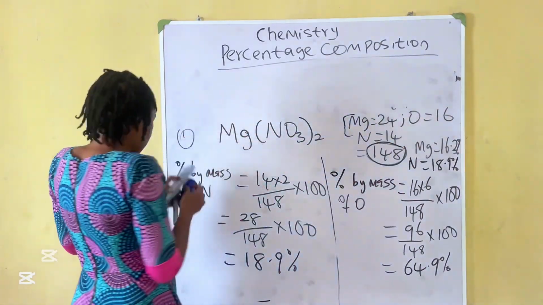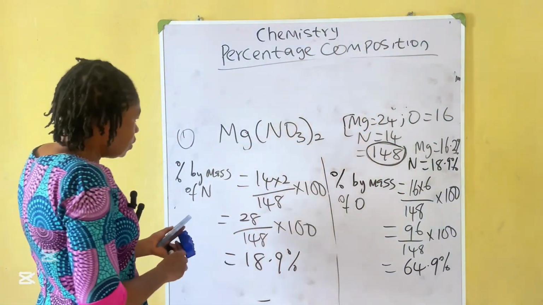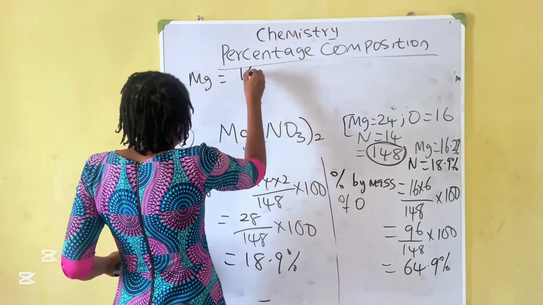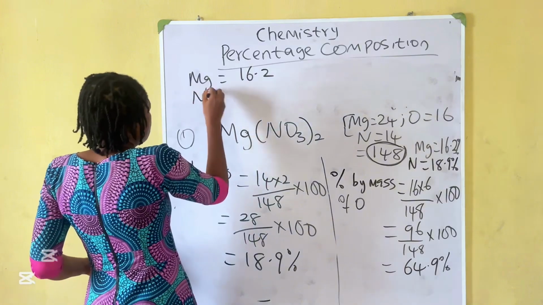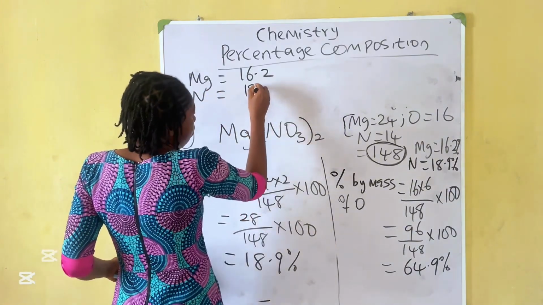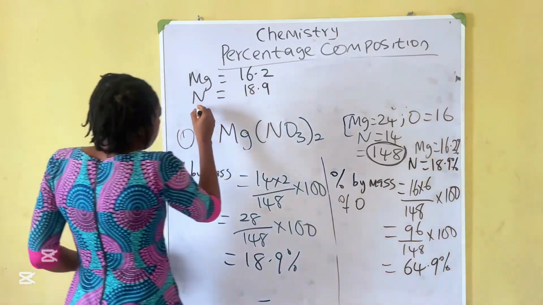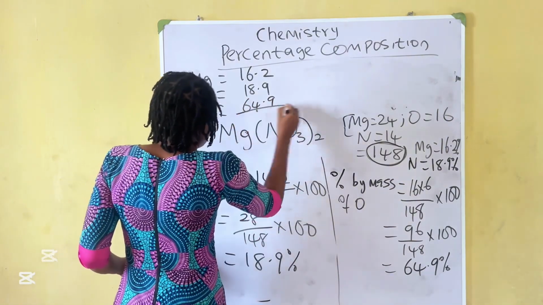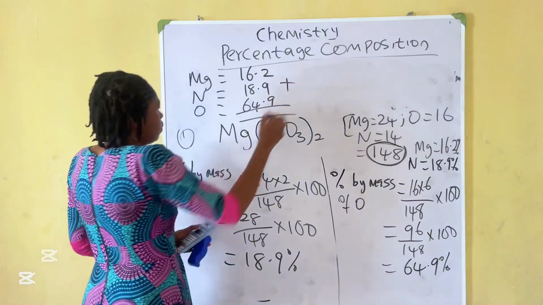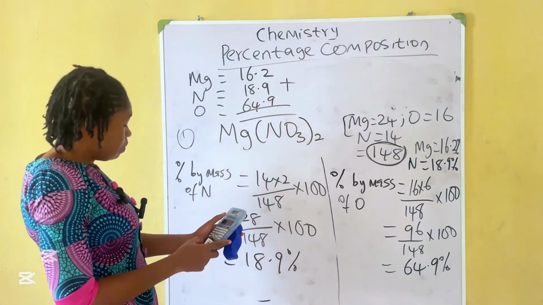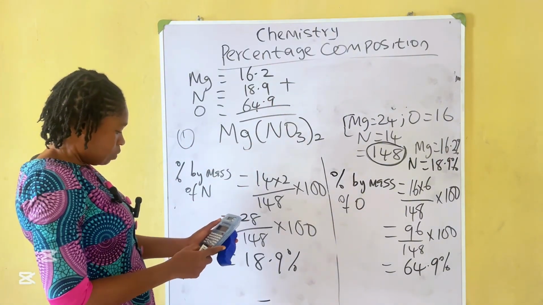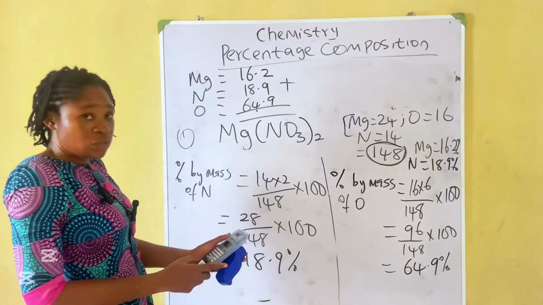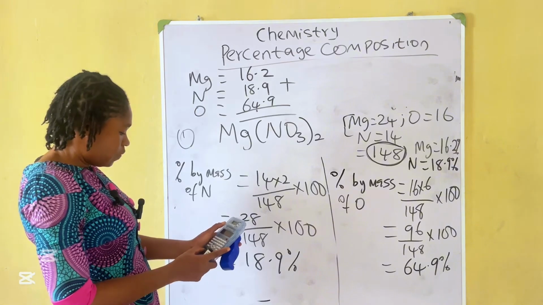Let's check to confirm if what we did is correct. The one for magnesium we got 16.2, nitrogen 18.9, oxygen 64.9. So let's add them up. 16.2 plus 18.9 plus 64.9.